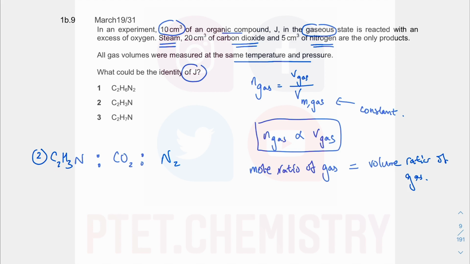For 10 cm3 of this substance, it's completely used up because you have excess of oxygen. So oxygen is in excess, this therefore is limiting, it's completely combusted, okay? And you get 20 cm3 of CO2 and 5 cm3 of nitrogen. Because each of these is in cm3 and we are doing a ratio, we can divide everything by cm3 and they will cancel out. Volume ratio of gas is going to tell you the mole ratio of gas as well, all right?